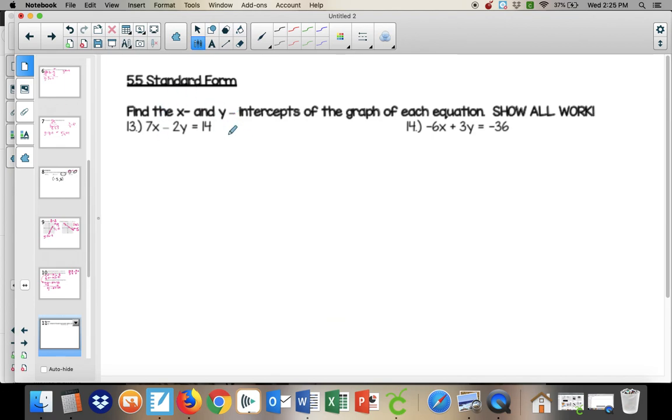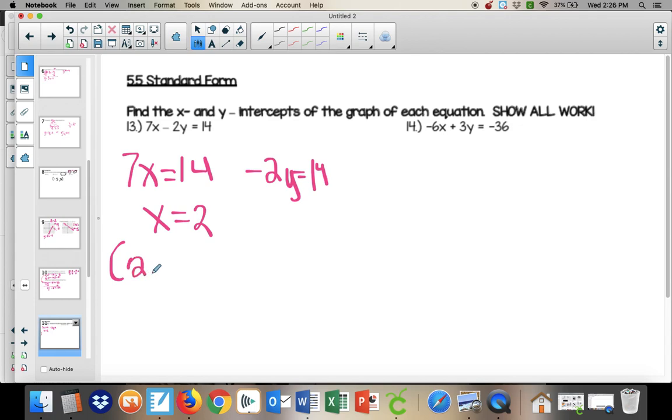All right, this one, find the x and y intercepts. Remember, when we find our intercepts, we are literally first finding for x, 7x equals 14. And then we're solving for y, negative 2y equals 14. So solve for x. X equals 2, but that's not my final answer. I have to put it in a coordinate point, 2, 0. And then I solve for y. Y equals negative 7. So then I have 0, negative 7. And that's your final answer. The coordinate points, not just x, y, the coordinate points.